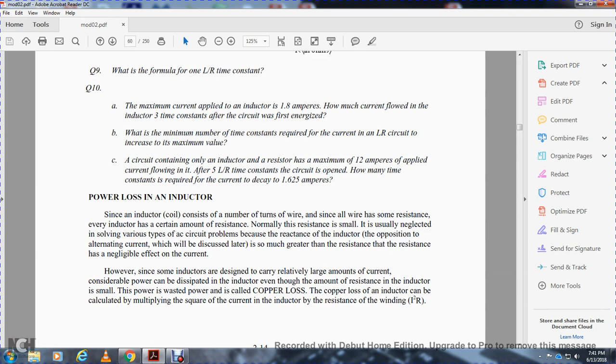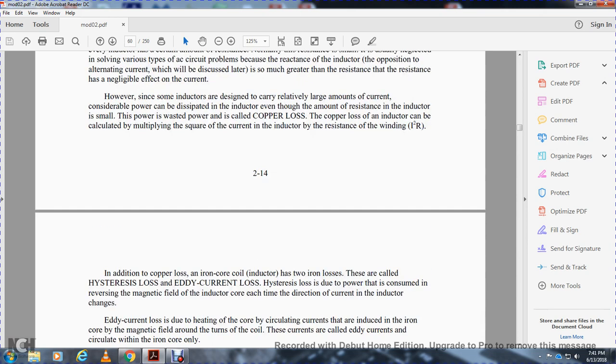Copper loss of the inductor can be calculated by multiplying the square of the current by the resistance of the winding, in amperes squared times ohms. In addition to the copper loss, an iron core inductor has two iron losses. They are called the hysteresis loss and the eddy current loss. The hysteresis loss is due to the power consumed reversing the magnetic field of the inductor core each time the direction of the current changes.